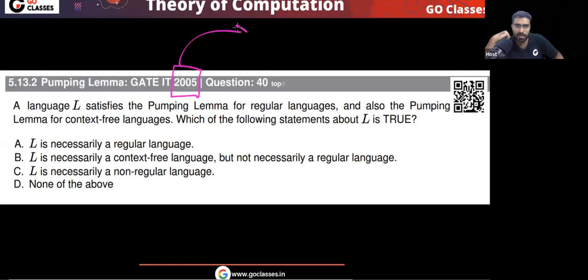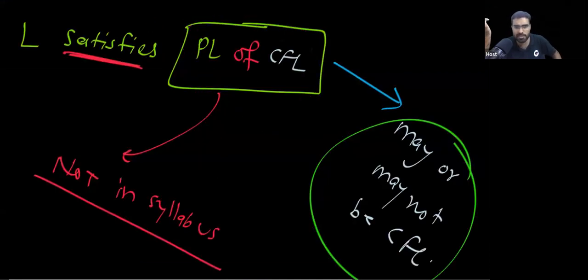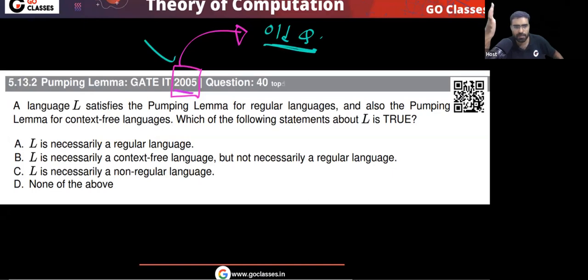At that time, it is possible that pumping lemma of CFL was in the syllabus. This is a very old question. In 2005, it is possible that the pumping lemma of context-free languages could be in the syllabus. I don't know. But now this is not in the syllabus. I can say for GATE 2024, this is not in the syllabus. But anyway, tell me the answer for this question.